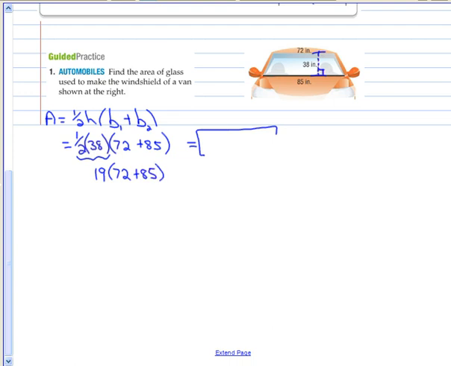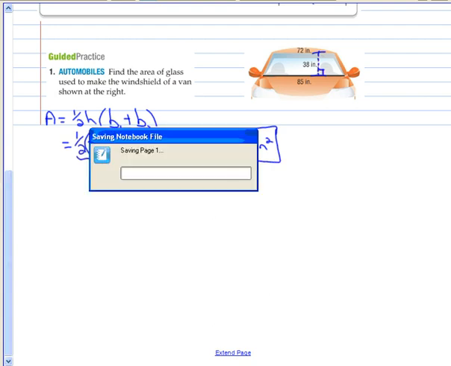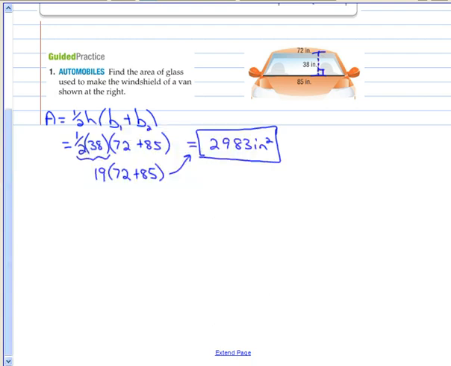Are we getting an agreement on any number? 2,983? 2,983 inches square. Yeah, I guess you shouldn't have listened to me that time. You should have done what I wrote down.